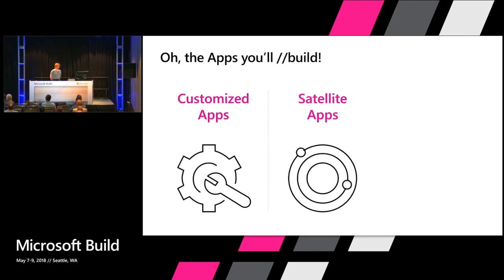The second type of app is what we call satellite apps. These are applications which extend the capability. They might be kind of standalone, but they end up touching some of the data that is a part of those first business critical applications.